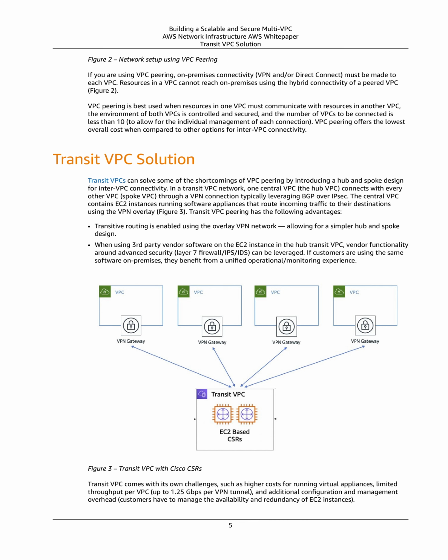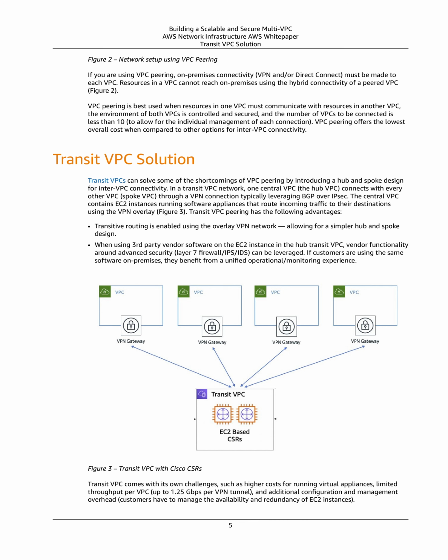Figure 3. Transit VPC has the following advantages. Transitive routing is enabled using the overlay VPN network, allowing for a simpler hub-and-spoke design. When using third-party vendor software on the EC2 instance in the hub transit VPC, vendor functionality around advanced security, Layer 7 firewall/IPS/IDS, can be leveraged. If customers are using the same software on premises, they benefit from a unified operational/monitoring experience.